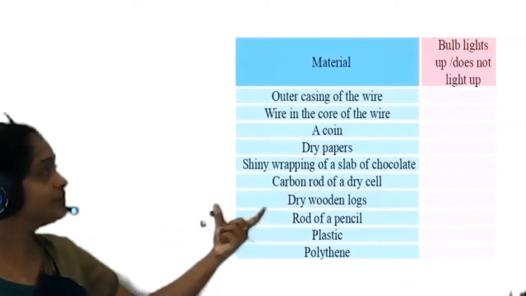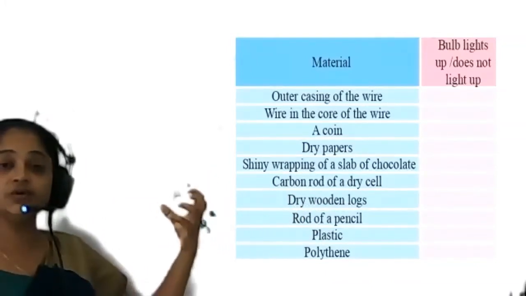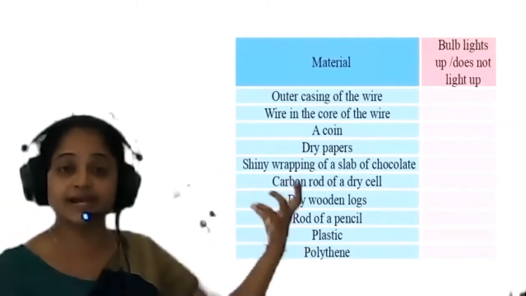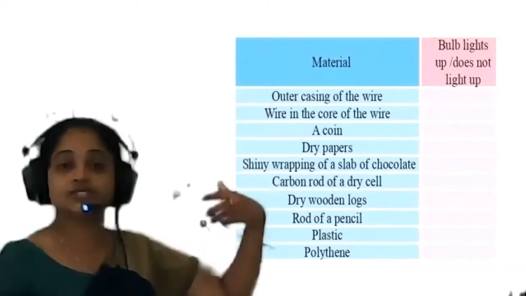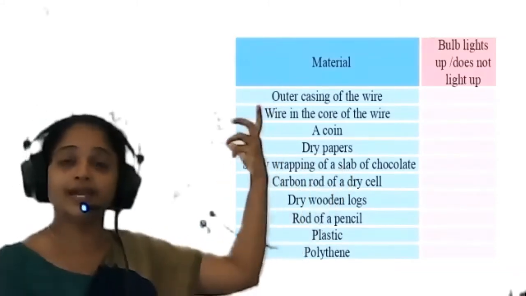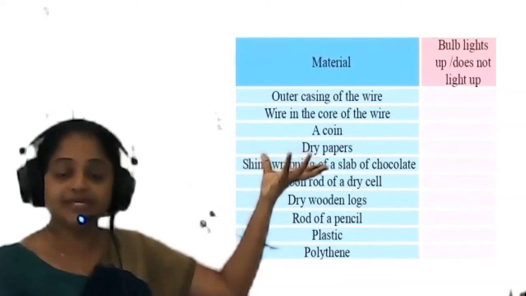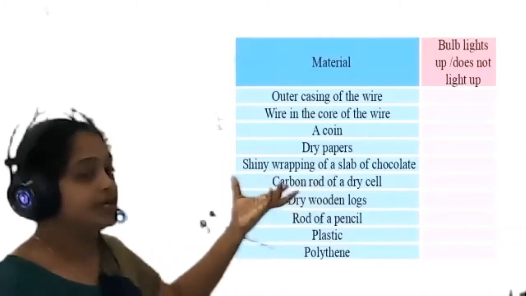In these observations, you can see the result when we use certain materials. When we use certain materials, the bulb does not light up. But when we use some materials, the bulb lights up. There is a difference. Observations can be taken from here. Right, let's see what they are.